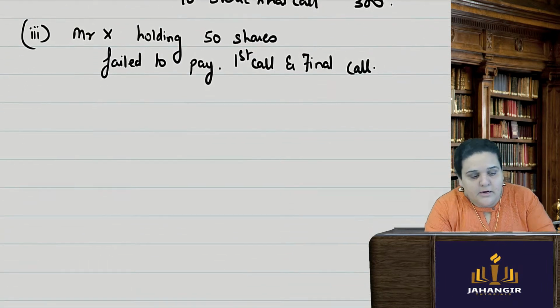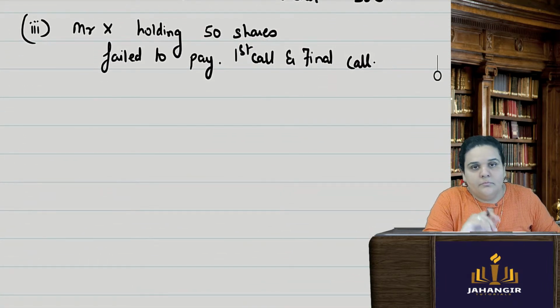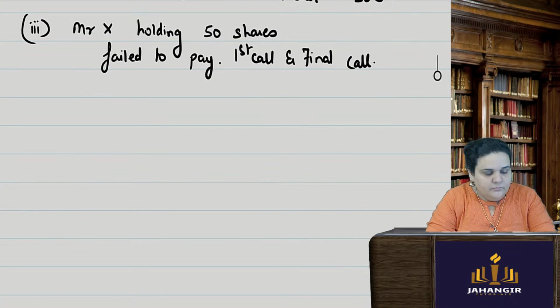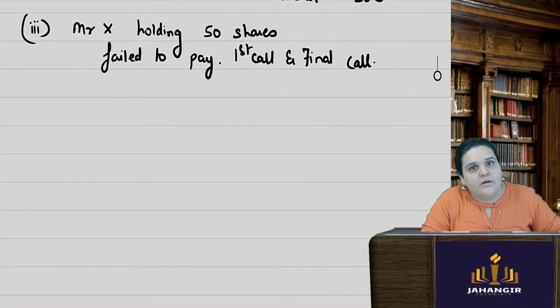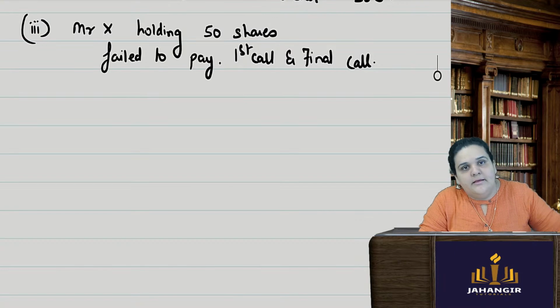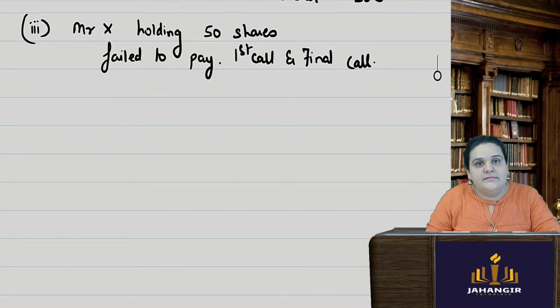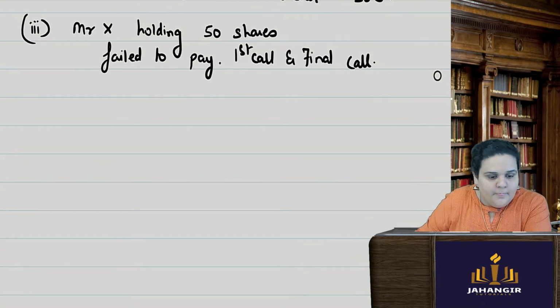So you see, calls in arrears is always recorded at the time when we pass the receipt entry. Now this Mr. X, he is not paying. So now since he is not paying, what have the directors decided? They have decided to forfeit his shares.